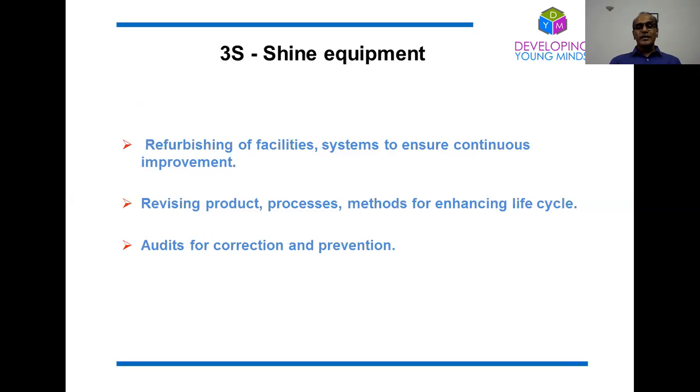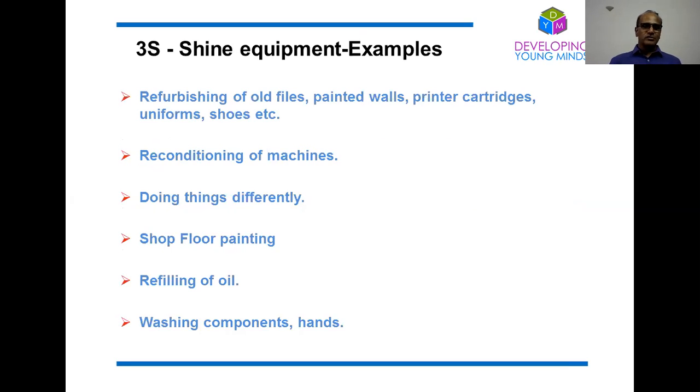So this basically helps in revising the product or process, and it will actually help the machine to enhance the life cycle, right? If it is properly cleaned and lubricated and oiled and painted properly, then the life of the machine also improves in a bigger way, right? And how can this shining help? This shining can help basically through the audits we do, the correction and the prevention, right? That is what it talks about, right? So this is basically refurbishment of any machines or old files, removing them. And these are the examples, right?